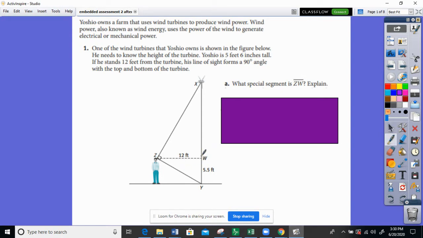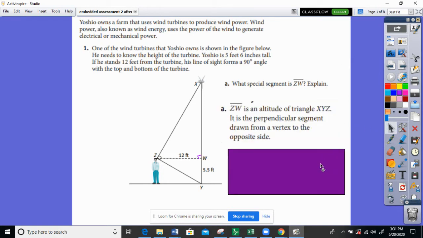Well, since that is forming a right angle between the height of the turbine, XY, and point Z, that is the altitude. Segment ZW is an altitude of triangle XYZ. That's a perpendicular segment drawn from a vertex, in this case Z, to the opposite side.